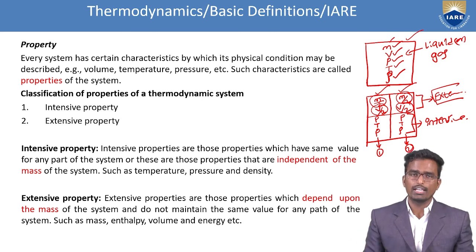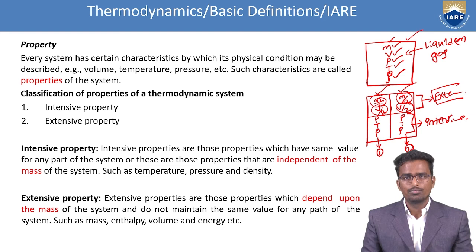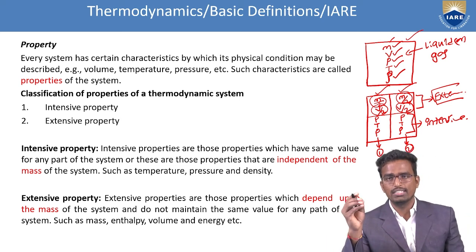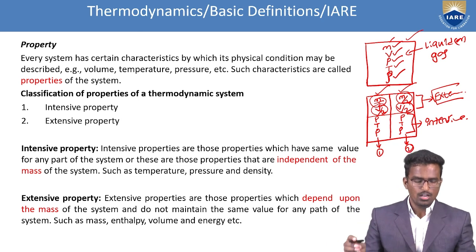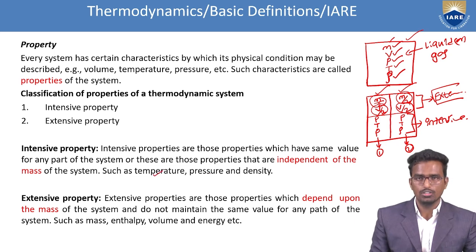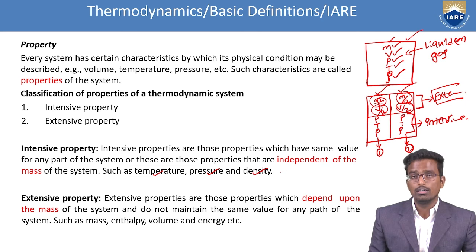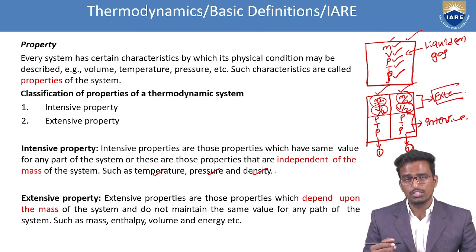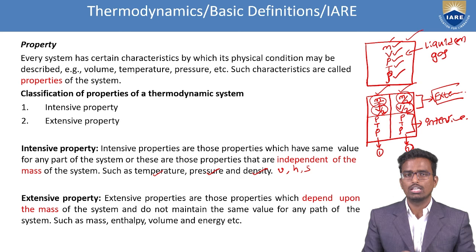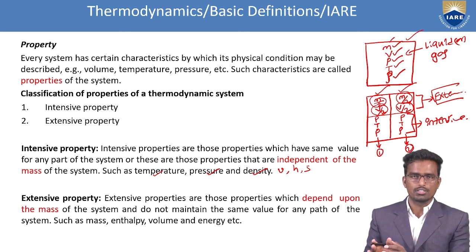So from this we can say that intensive properties are those properties which have the same value for any part of the system, or properties that are independent of the mass or volume of a system. Examples of intensive properties are temperature, pressure, density, specific volume, specific enthalpy, and specific entropy. These do not depend on mass or volume of a system, right?